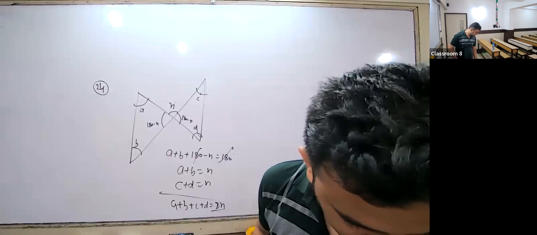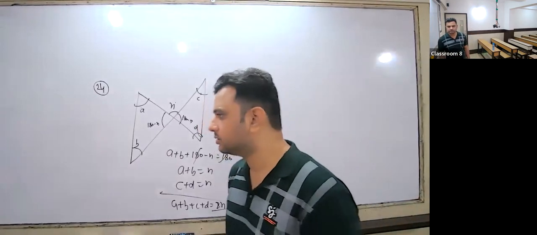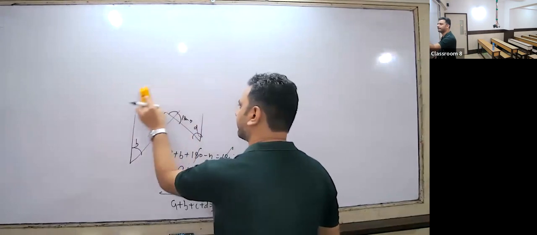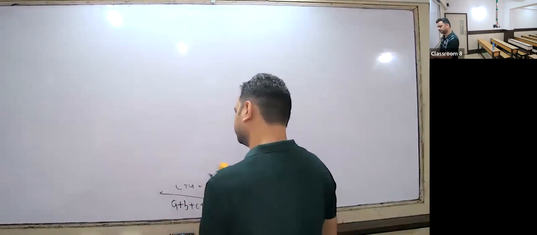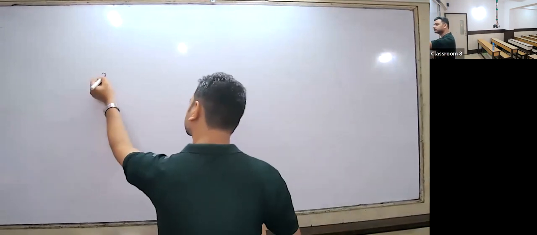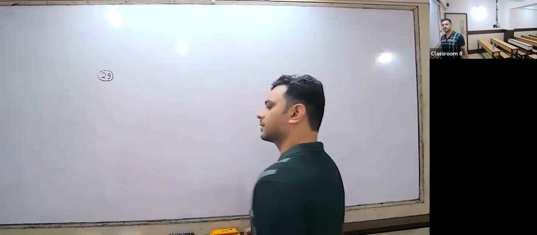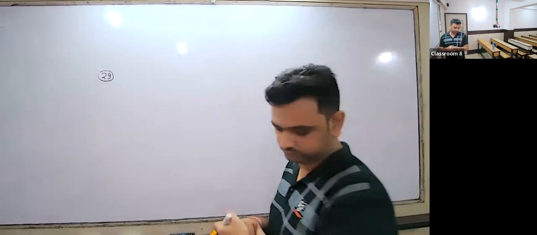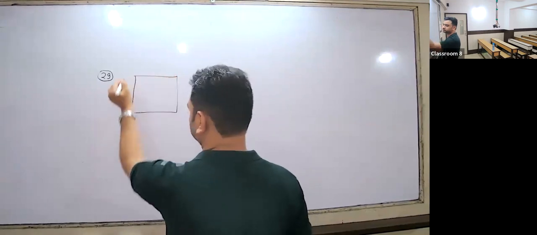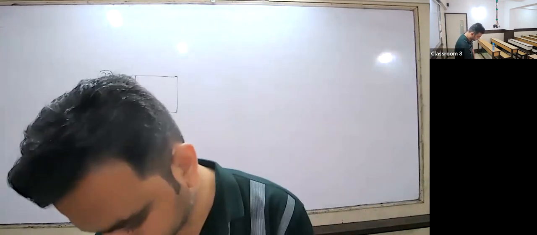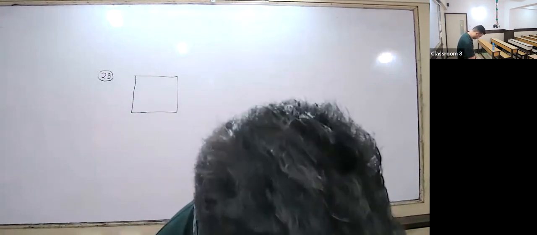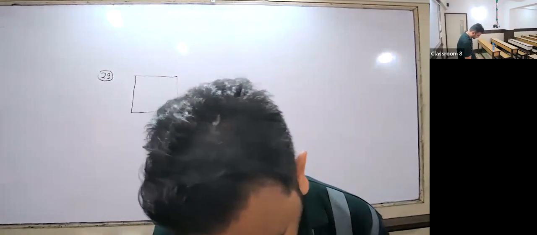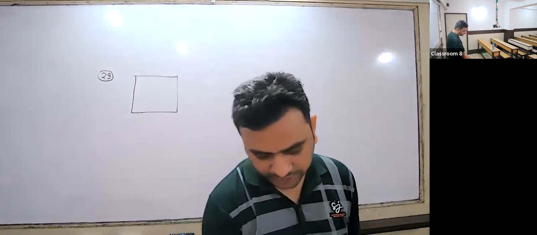Question number 29. It's an 8. That means option A. Correct. Then question number 32.